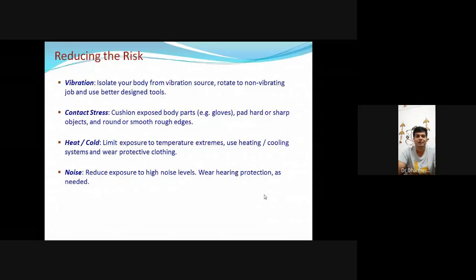Second comes vibration. How can you reduce vibration here? Isolate your body from vibration flow, move to a non-vibrating job, and use better design tools. If vibratory tools are involved, nowadays better ergonomic tool designs are available in the market. We need to use a proper vibratory tool, shift our job, or use some other tools.